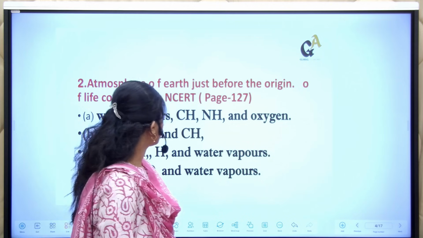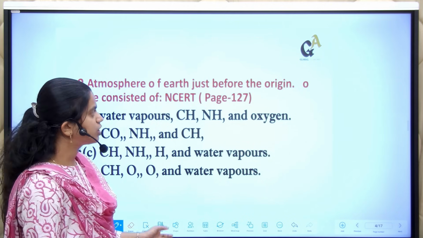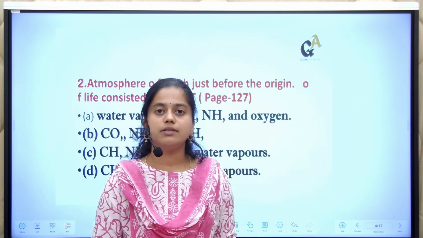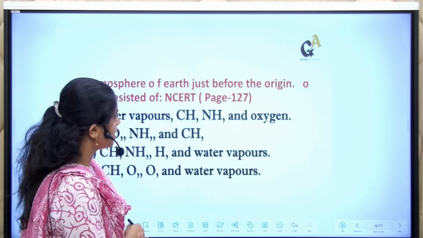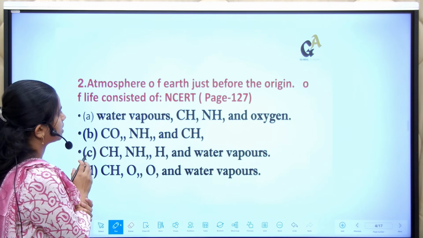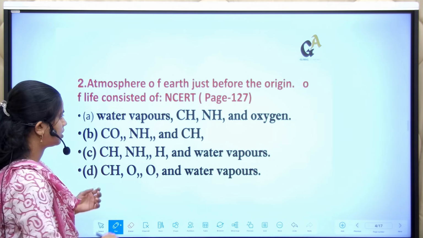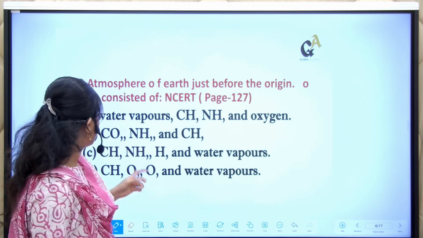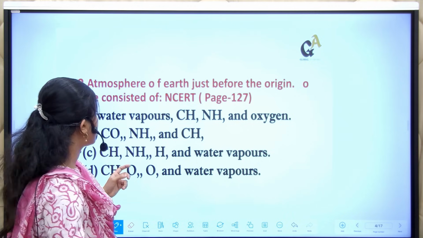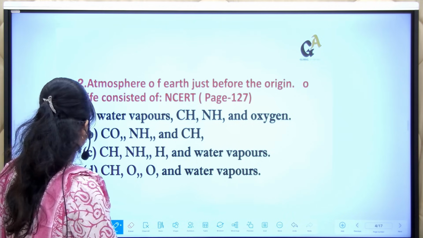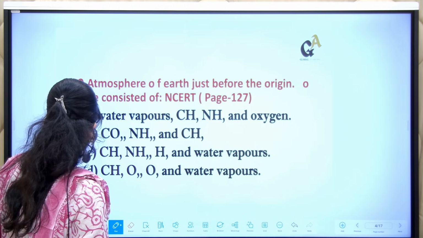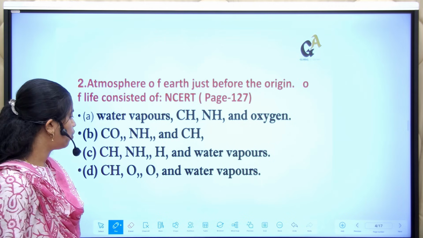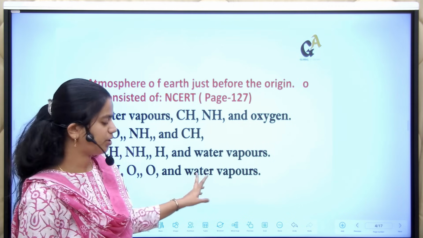Next, the atmosphere of earth just before the origin of life consisted of. What are they asking? What is the atmosphere of the earth, how is the earth composed? Option A: water vapor, CH4, NH3 and oxygen. Option B: carbon dioxide, NH3 and CH4. Option C: CH4, NH3, H2 and water vapor. Option D: CHO, O2 and water vapor.